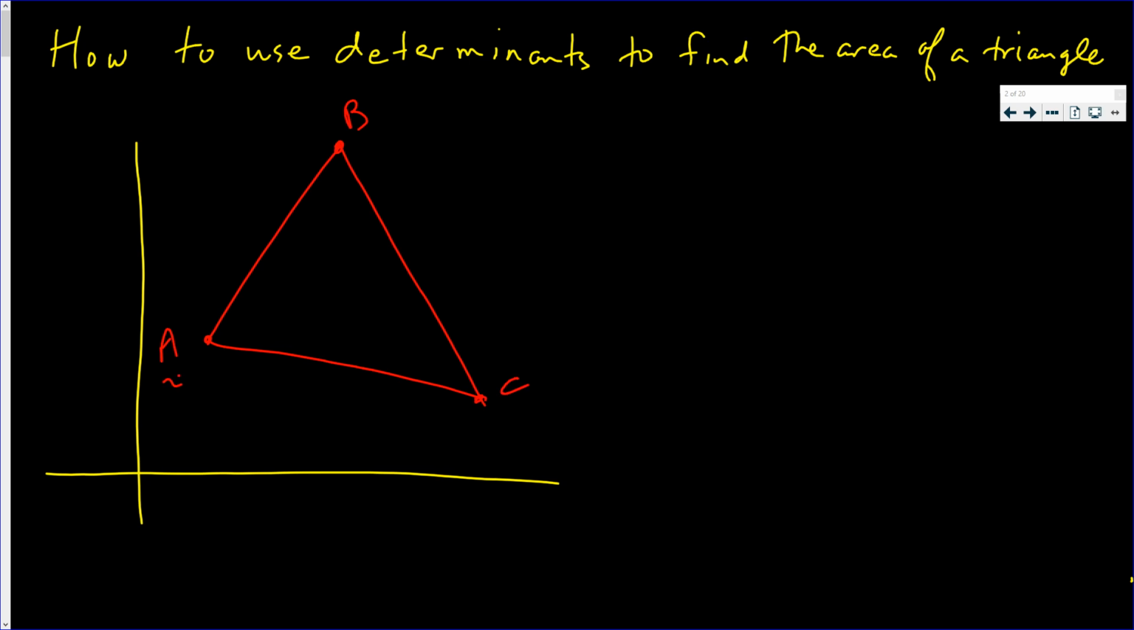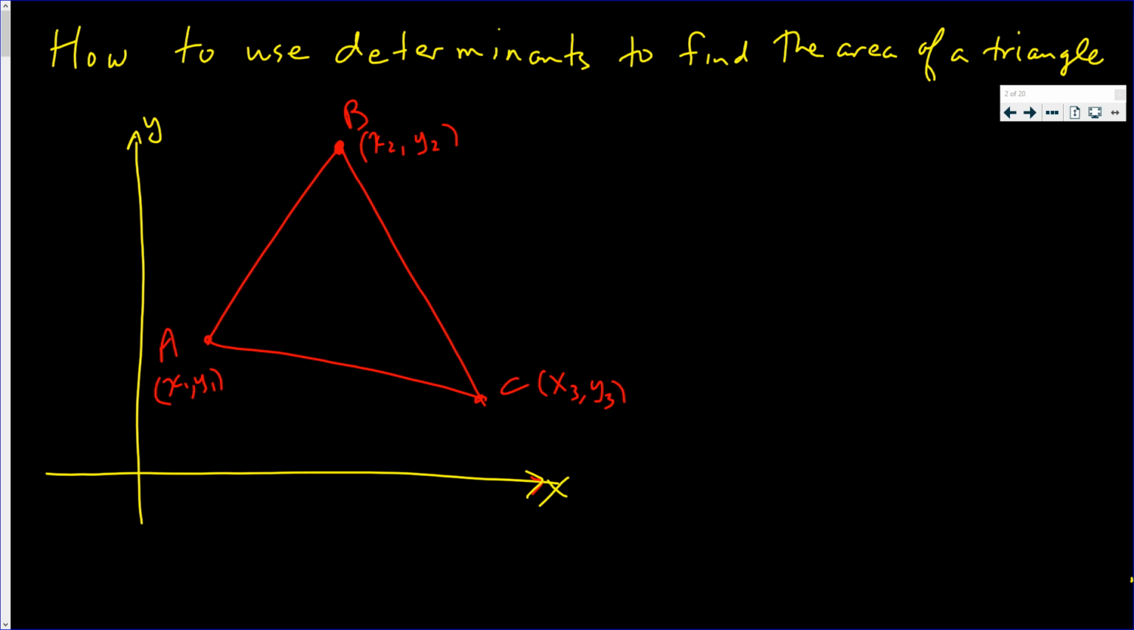Point A is some x1, y1. Point B is some x2, y2. Point C is x3, y3. Of course, this is the x-axis and this is the y-axis. And we want to find the area of this triangle using determinants.